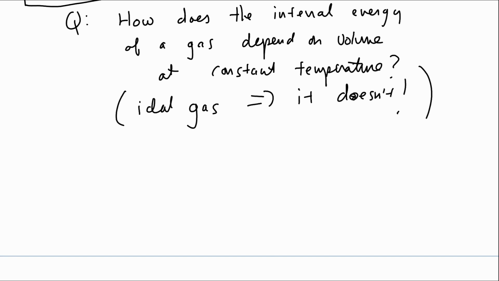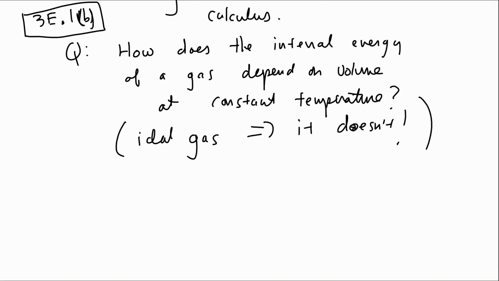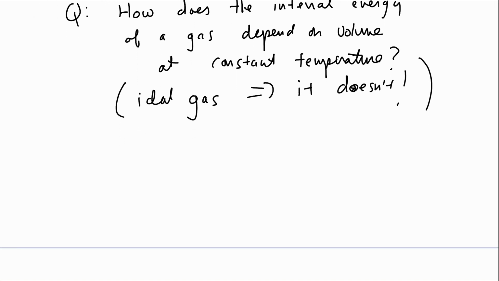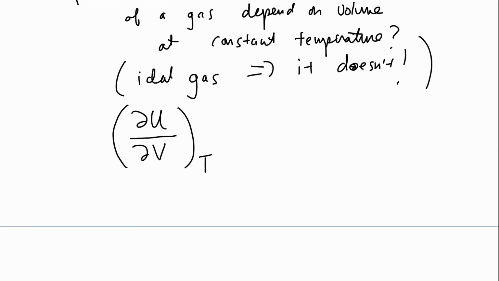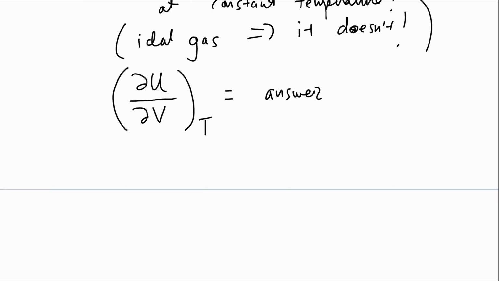But, okay, so this is a word problem. And so how do I translate that question into a mathematical expression? So what mathematical quantity tells me how the internal energy changes with respect to volume at constant temperature? So it's a change in internal energy, right? With respect to volume at constant temperature. Okay, now, so this is the answer. What does that equal to?